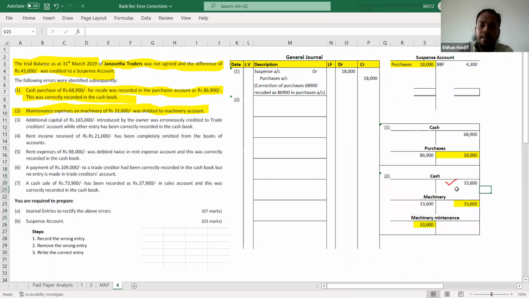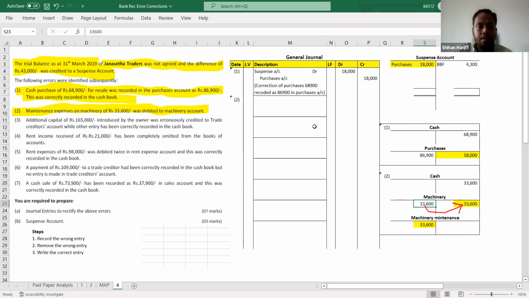Okay. So there is no entry goes to the suspense account. Why do we open a cash account? Cash account is to show the double entry that they have made. That's why I opened the cash account. What they have done is machinery debited, cash credited. So nothing to do with cash. Cash is already correct, but this is wrong. So to remove the machinery, we credit. And to show the correct entry, we debit the machinery maintenance.